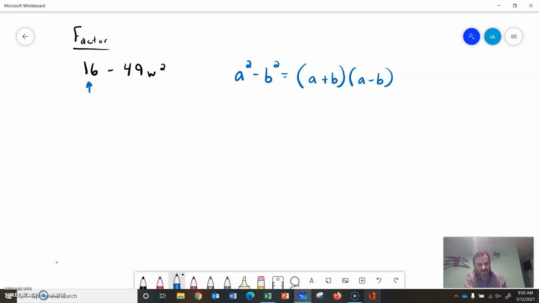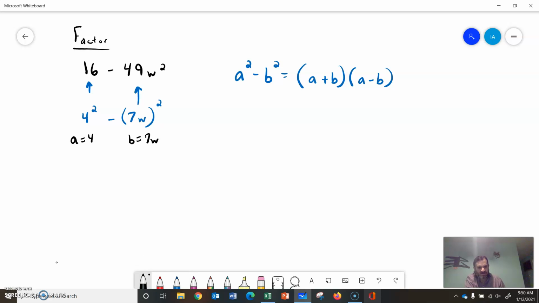So here we have 4 squared minus (7w) squared. So in my formula up here, I have a equaling 4 and b equaling 7w. So if that's the case, if I want to relate it to the difference of squares formula, all I have to do is drop that a and b in the appropriate places. So I have something squared minus something else squared.